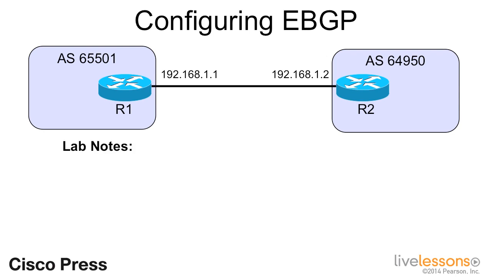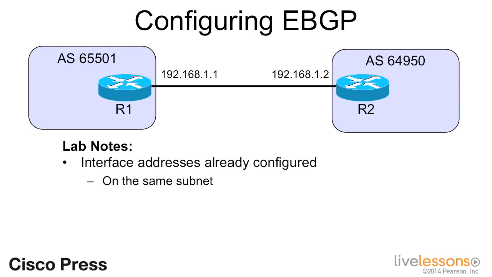There are a couple of assumptions to keep in mind as we go through this example. First, there's an assumption that the interface addresses have already been configured, which they have, and that they're on the same subnet. I used a 30-bit address mask for the two addresses in this example, and that layer 3 communication between the routers has been verified, for example, with a ping between the two addresses.